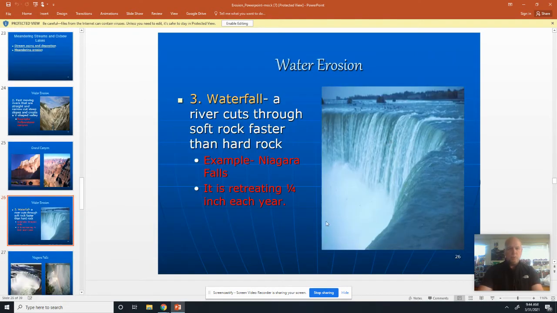Water erosion. This is Niagara Falls. I've actually stood right here on this edge right here. It's amazing, amazing. Water cuts through soft rock.